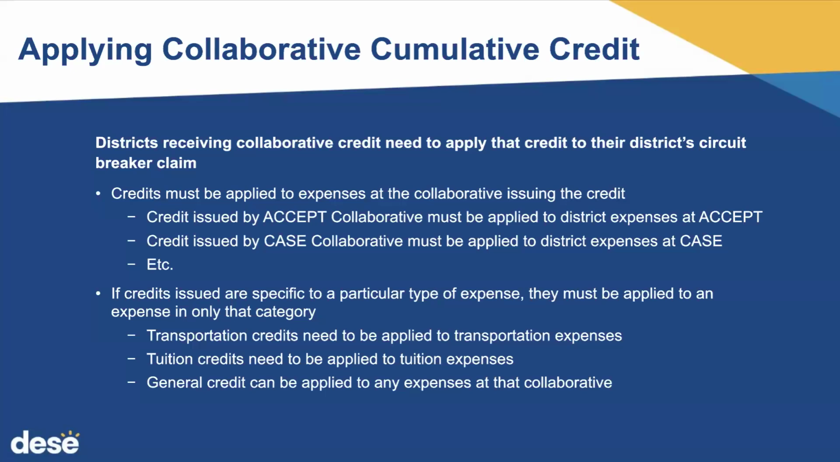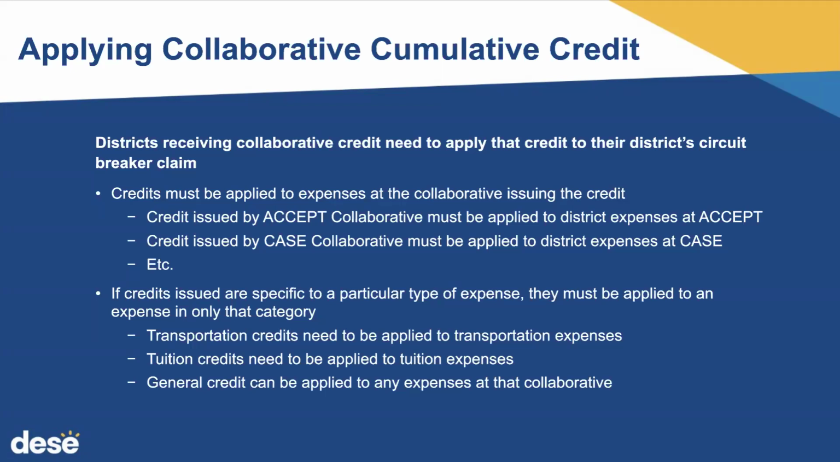Districts receiving collaborative credit need to apply that credit to their district circuit breaker claim. This is a requirement that must be done when you're doing your claim. Expenses for the collaborative must be applied to the same collaborative that is issuing the credit. So I'm going to use the two examples that are on this slide. Accept has given you credit for tuition. You must apply the credit to an Accept tuition on your claim.